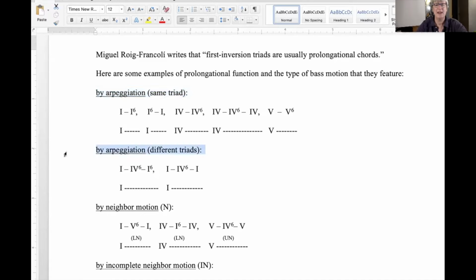Another possibility is that we might have prolongation by arpeggiation, but featuring different triads. And so far with the primary triads, the only chords that this works with is using a 4-6 to prolong a 1 chord. If we go from a 1 to a 4-6 to a 1-6, we're arpeggiating downward. So we're going Do, La, Mi. Or we could go back to a root position 1. That would be Do, La, Do. Either of those features a prolongation of tonic harmony through arpeggiation.